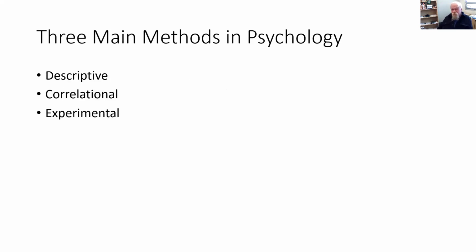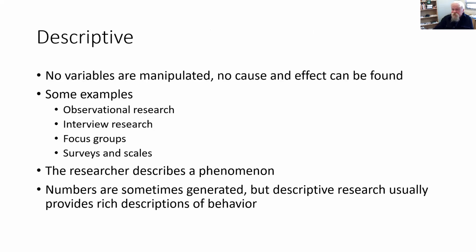Okay, now overall, in your book, the book talks about three different main methods that we use in psychology, and you can think of them as DCE, okay, descriptive, correlational, and experimental. So I'll just make a brief description of these before we go.